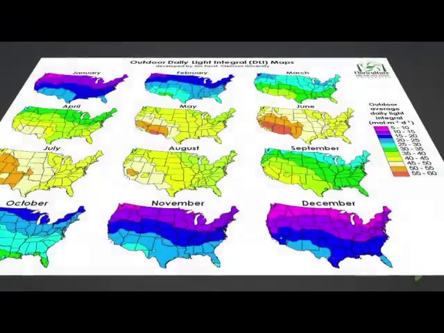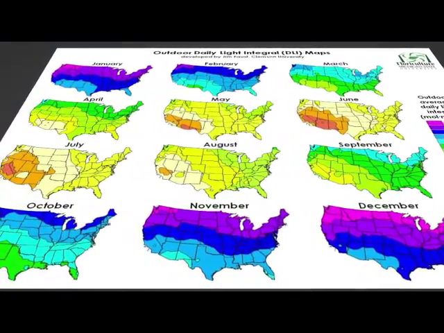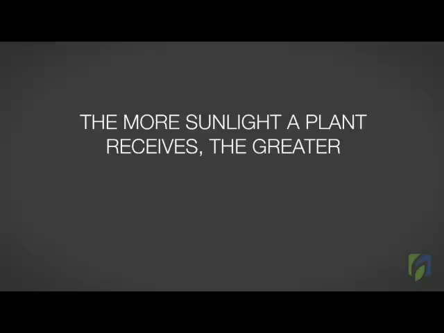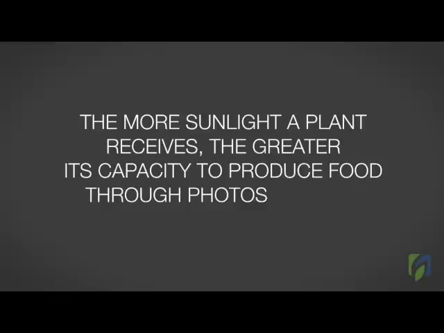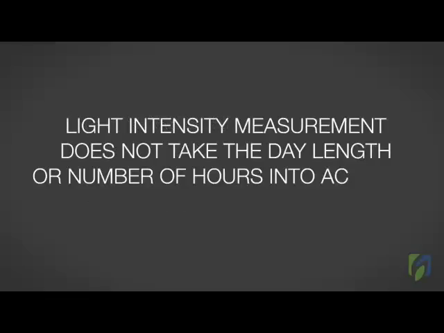The maximum amount of light in the northern hemisphere, which includes the United States, is present during summer months. Up to a point, the more sunlight a plant receives, the greater its capacity to produce food through photosynthesis. A single light intensity measurement does not take the day length or number of hours of sunlight into account.